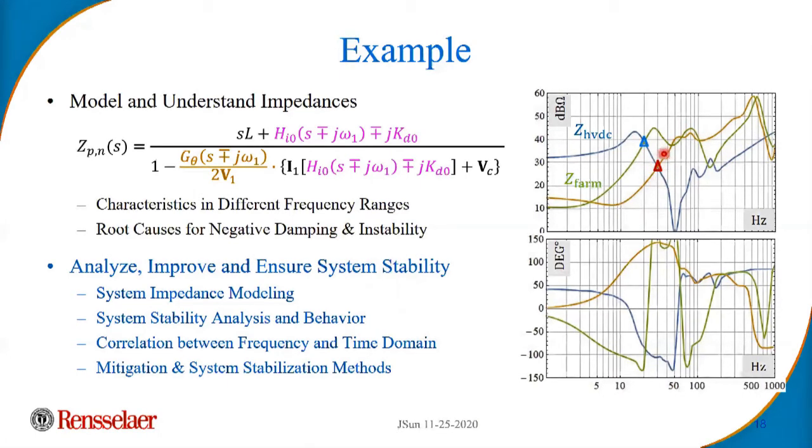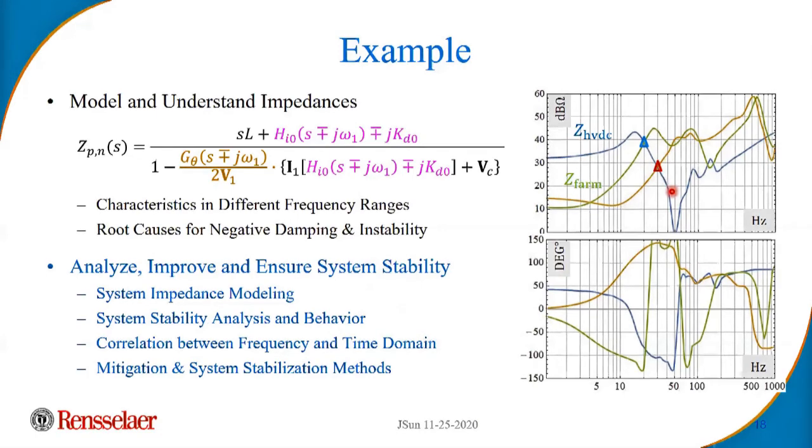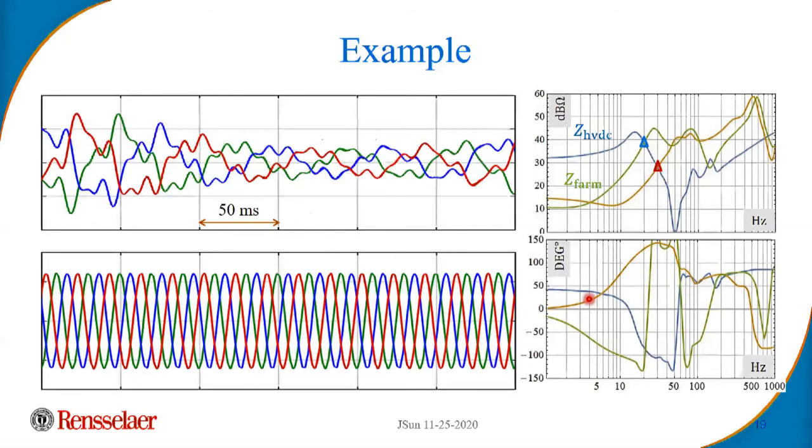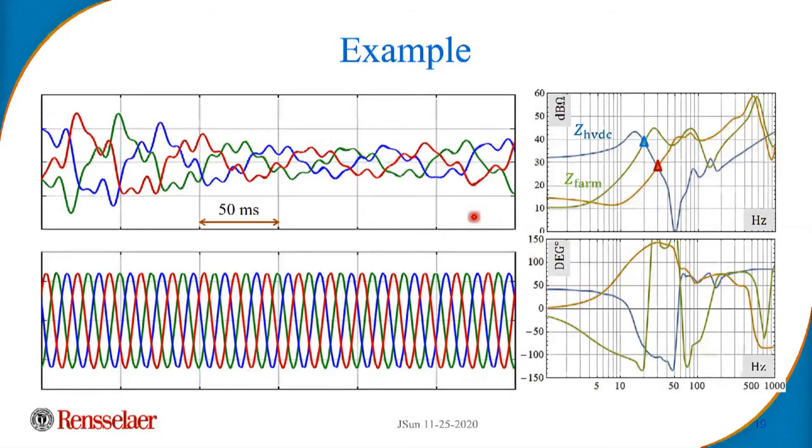Typical analysis will look like this. You put the impedance of different sides of the system together, and you identify whether the system is stable, whether it has a resonance problem, where that is, what frequency range, and how it behaves. You correlate that with time domain simulation. Normally they correlate really well. And once you understand the root cause, you can go back and change your control design, redesign your converter, and it opens the door for many ideas to improve the design and maintain system stability.